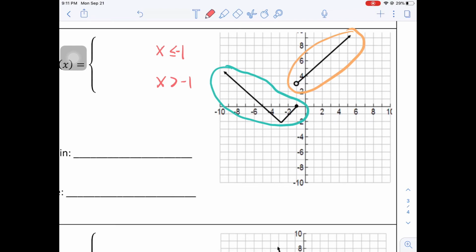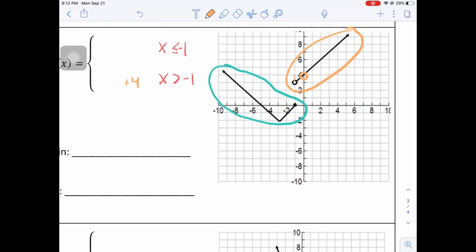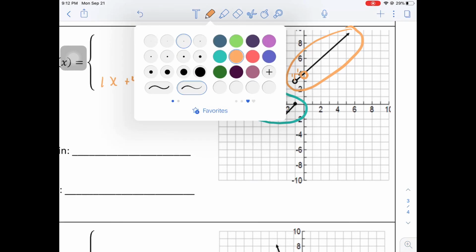So then from here, we need to write these equations, okay? Linear equations probably a little bit easier to us, so we will start there. We have a y-intercept of +4, so +4. And then we just follow the slope. Slope is up 1 to the right 1. So then we have 1x, or you could just put x. You don't need to put 1x.